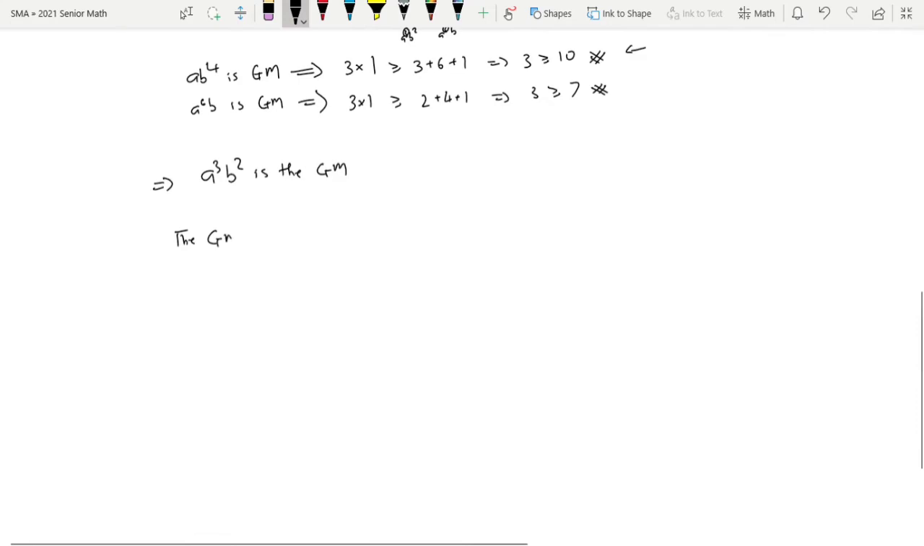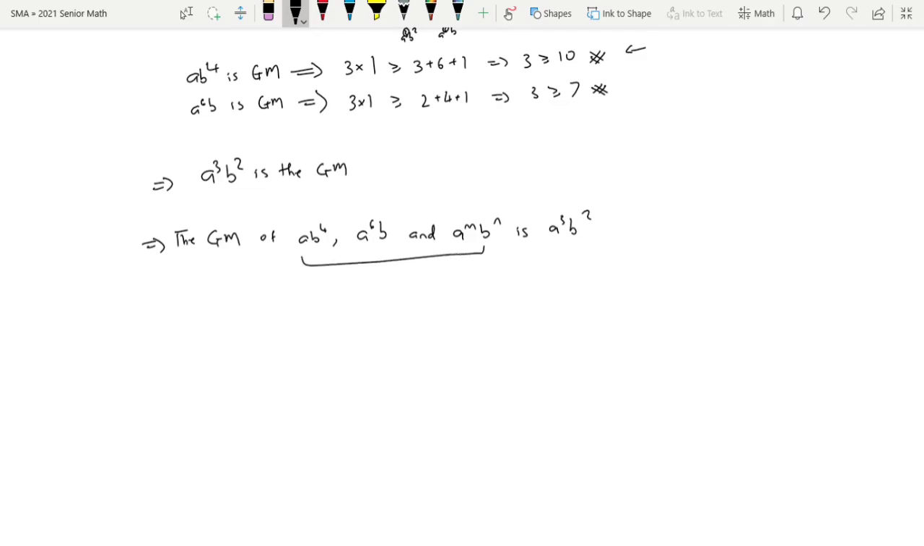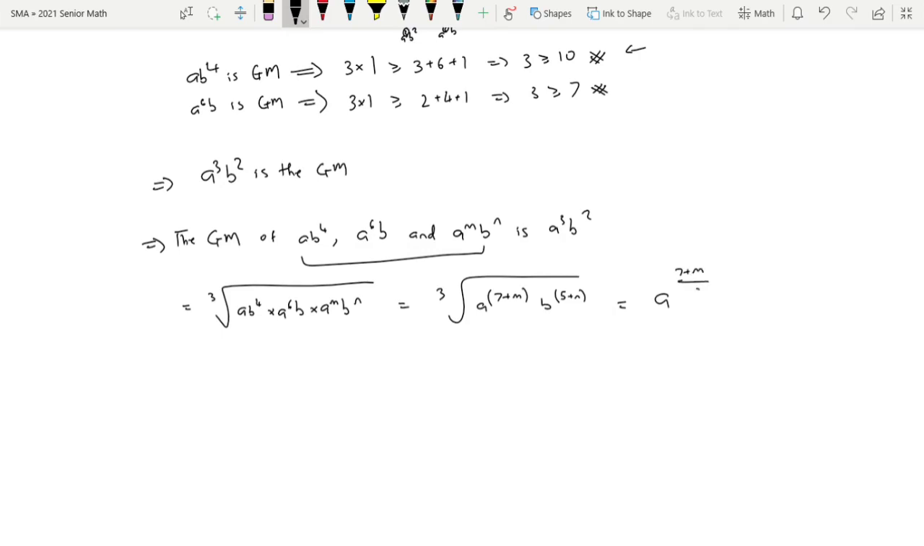So the GM of ab raised to power 4, a raised to power 6b, and a raised to power m, b raised to power n is a cubed b squared. And when we calculate the GM of these three numbers here, it's going to be equal to the third root, since there are three numbers, of ab raised to power 4 times a raised to power 6b times a raised to power m, b raised to power n. And that's going to be the third root of a raised to power 7 plus m, b raised to power 5 plus n, right? And this is going to be a raised to power (7 plus m) over 3, b raised to power (5 plus n) over 3. And we know that the GM of these numbers is a raised to power 3, b squared.